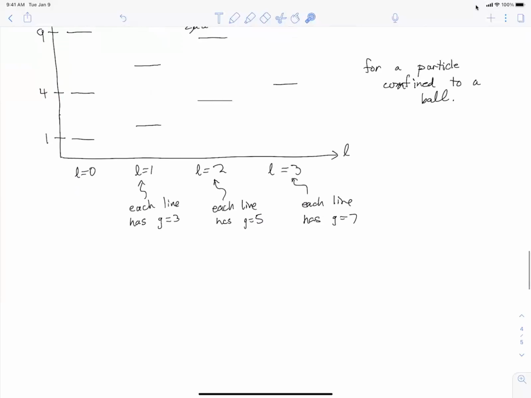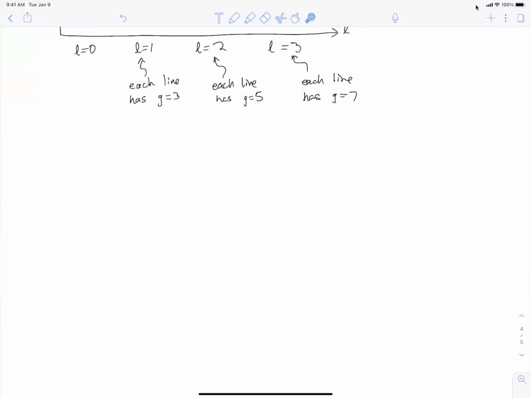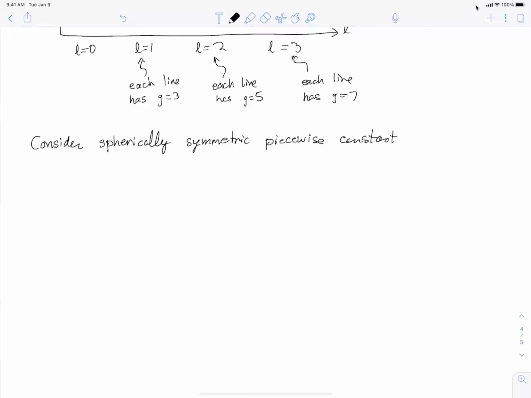So let me discuss a slightly more general type of problem, and then you'll get to do one like this for homework. Actually, we'll do one more example of this, and then you'll get to do another one for homework. And that is to consider spherically symmetric potentials that are piecewise constant. So rather than write an equation for them, let me just draw a picture of them.